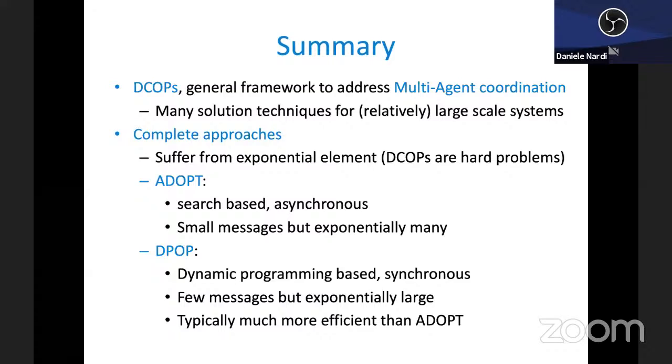Okay, I think I will stop here and check whether maybe we want to stop the streaming at this point. Maybe we will start for the next section. Before I stop the streaming, is there any question about this?